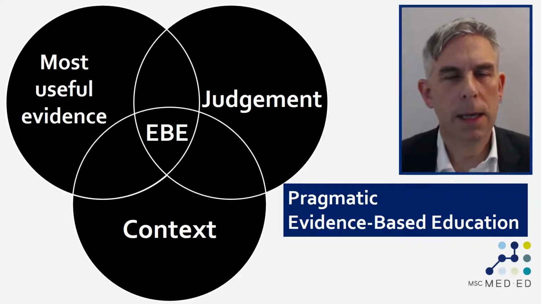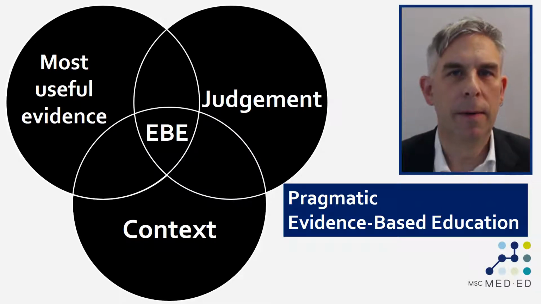In the model, we consider evidence-based education to happen at the intersection of three streams of information: the most useful evidence, often the most useful research evidence, our judgment about how and when to apply that evidence, and the context in which we're applying it.